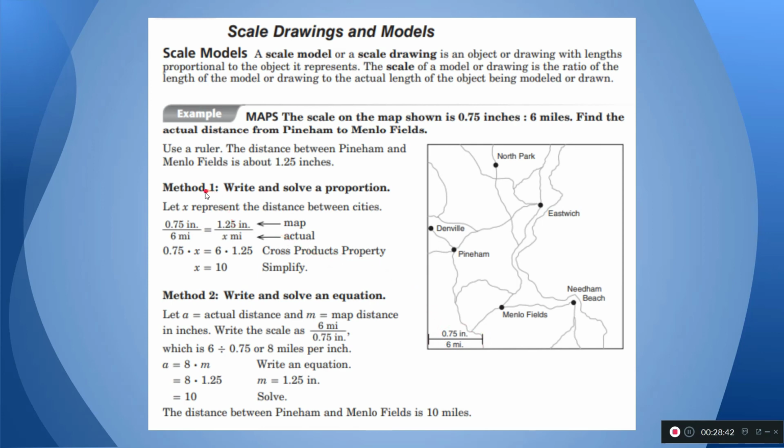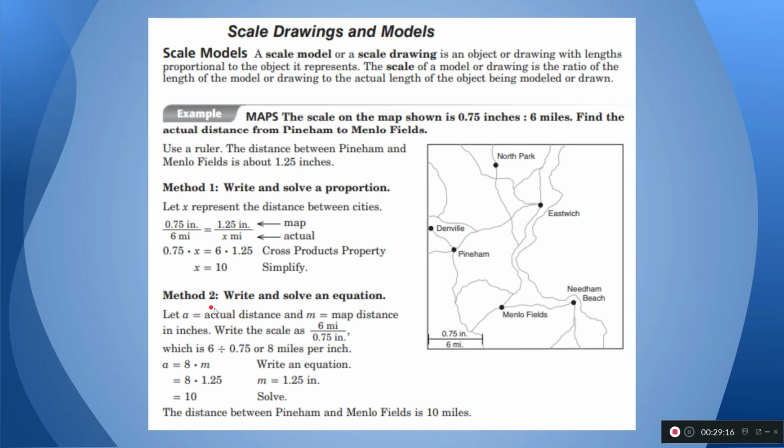So we take a look here. It says, write and solve a proportion. Let x represent the distance between cities. So we have our proportion here. Our first ratio is inches over miles, 0.75 inches over 6 miles. That's our key over here. And then equal to, we have the actual measurement of how far we're trying to measure, 1.25 inches. And we want to know how many miles that is. So we do our cross multiplication again, solve for x, and we get 10 miles.